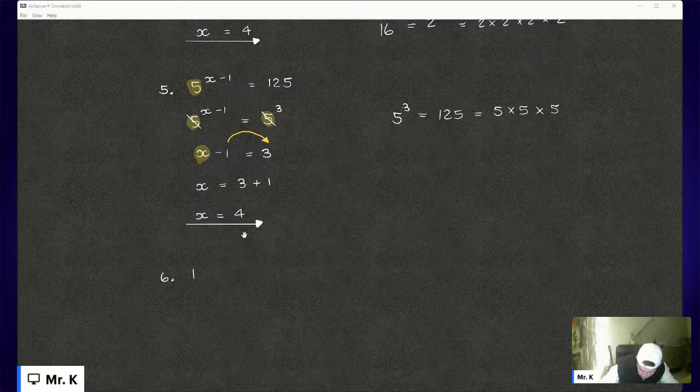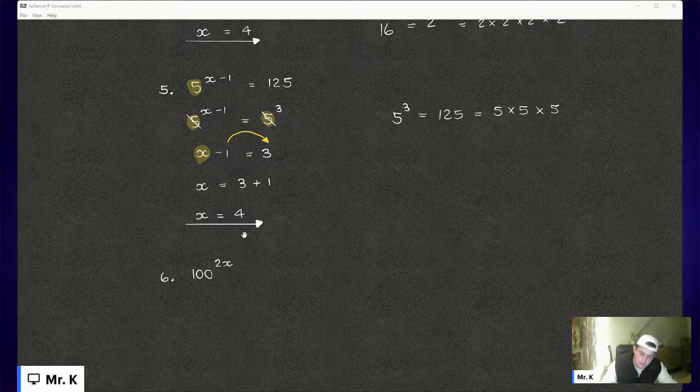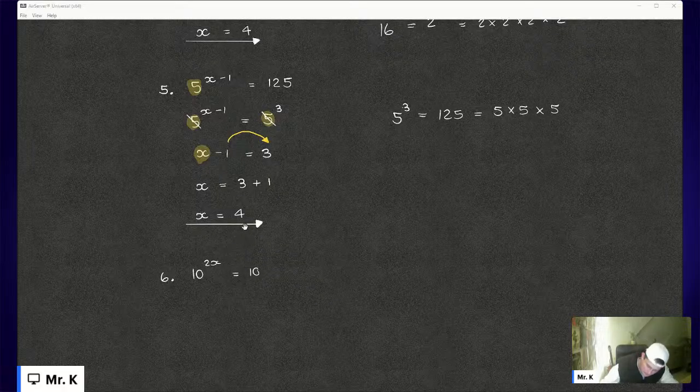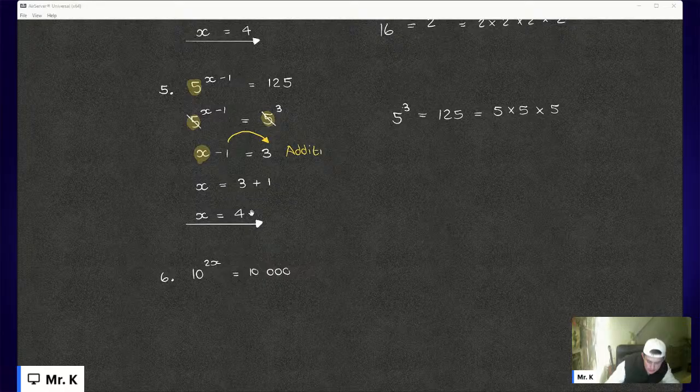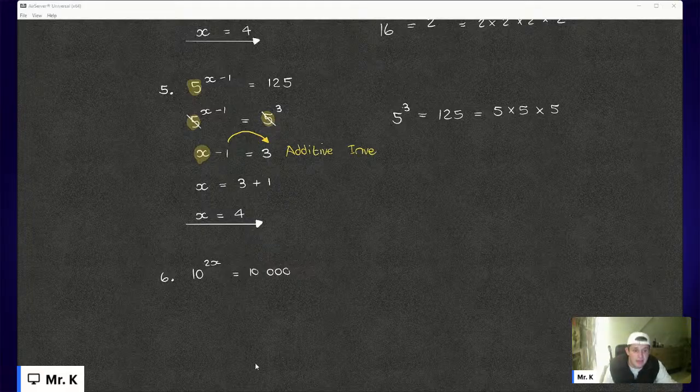Let's say I, for example, had 100 to the power of 2x. Or actually, no, sorry. No, let's just say I had 10 to the power of 2x is equal to 10,000. In this previous example over here, we needed to use our additive inverses to be able to solve the final linear equation. Now, if we look at example number 6, things change ever so slightly.